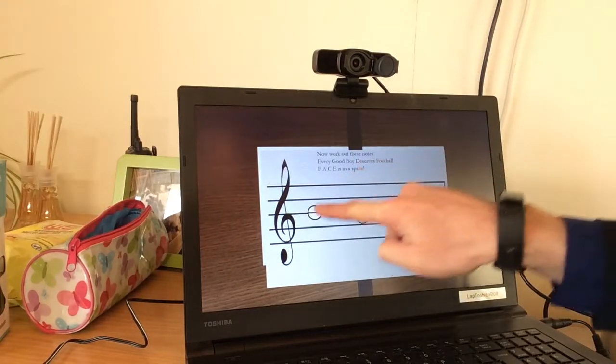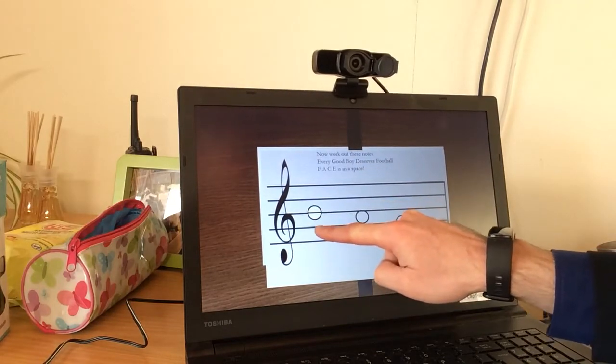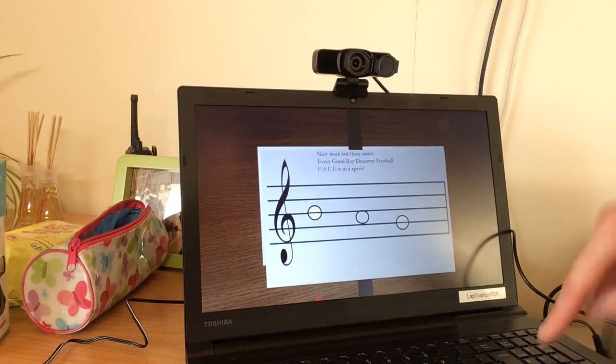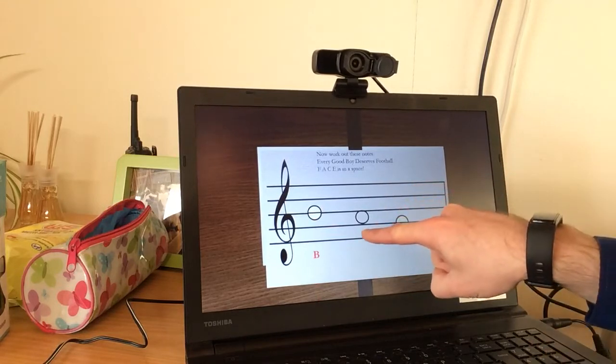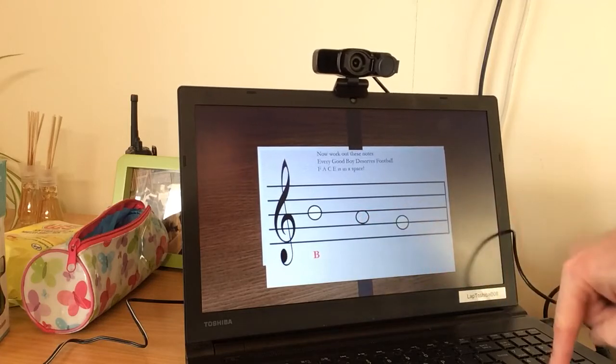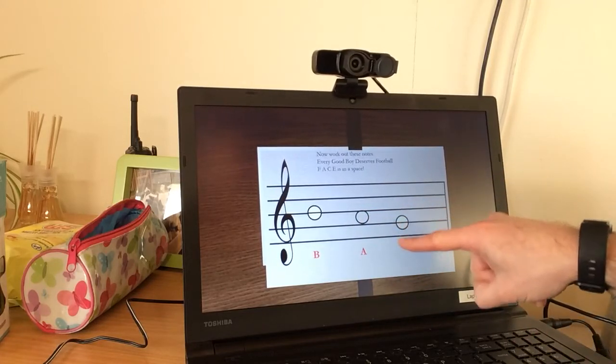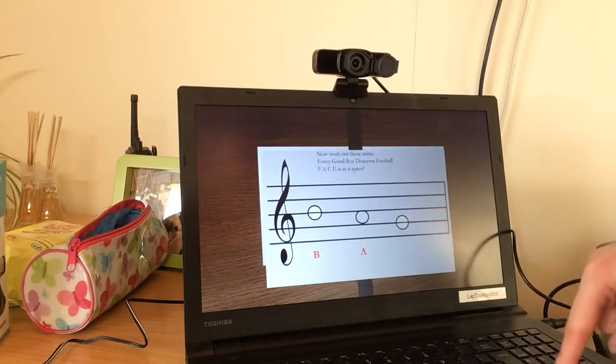Okay, so the first one, there's a line in the middle. Every good boy. Second one, in a space. F-A. And the last one, in a line again. Every good. So you should have got the word bag.